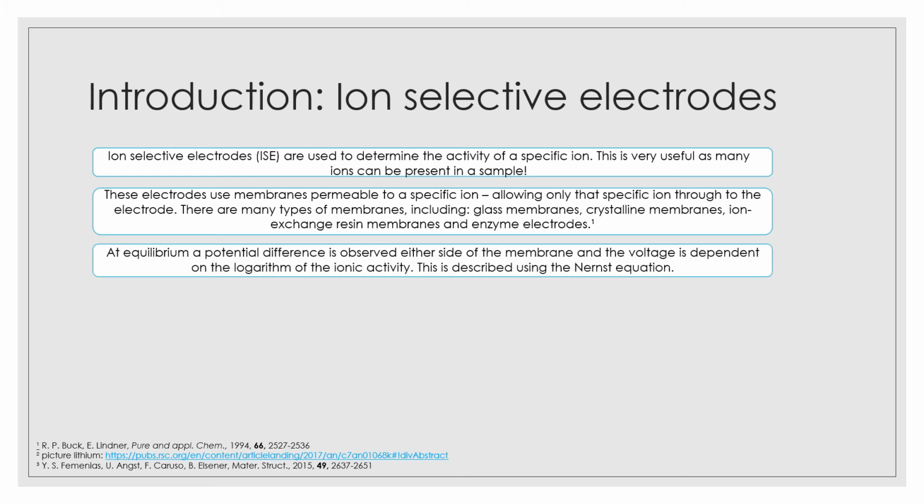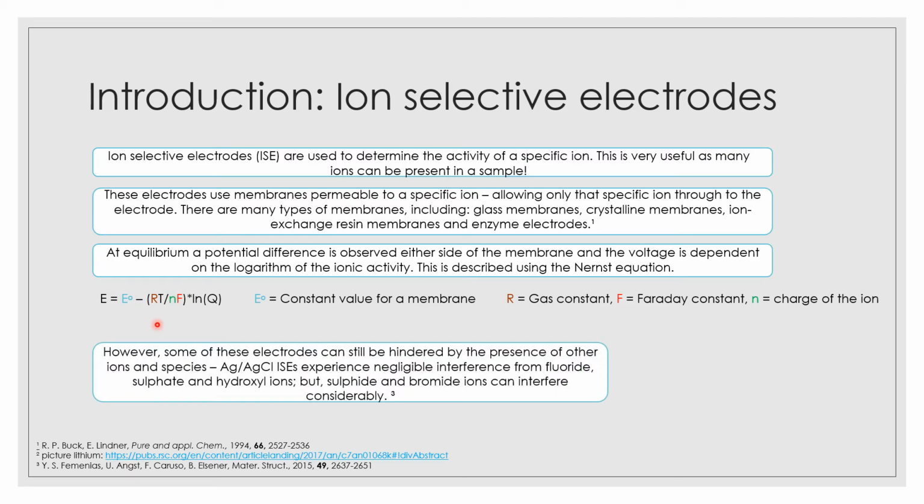And the maths behind this is described by the Nernst equation. So the Nernst equation is there on the screen. So E0 is a constant value specific to each membrane. And then there's a bunch of constants, and n is the charge of the ion.